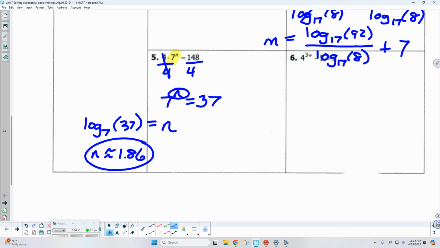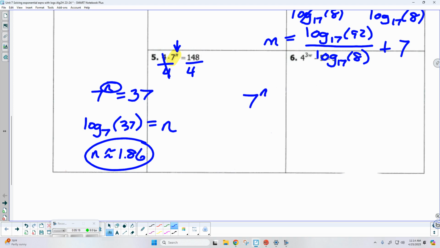Now, if I were to go ahead and plug this back into the original, it's going to get me really close to 148, but it's not going to be perfect. The more decimal places I take in my answer, the more precise I'm going to be. Okay. Now, let me go ahead and do another one. Okay. So we solved that by just converting it.